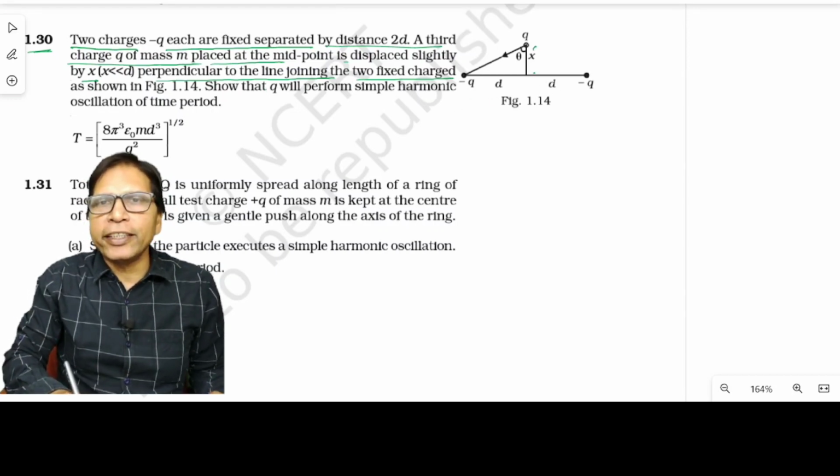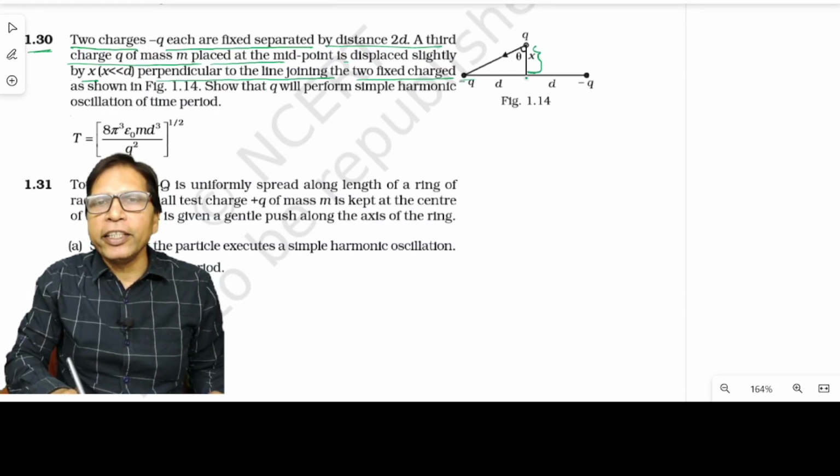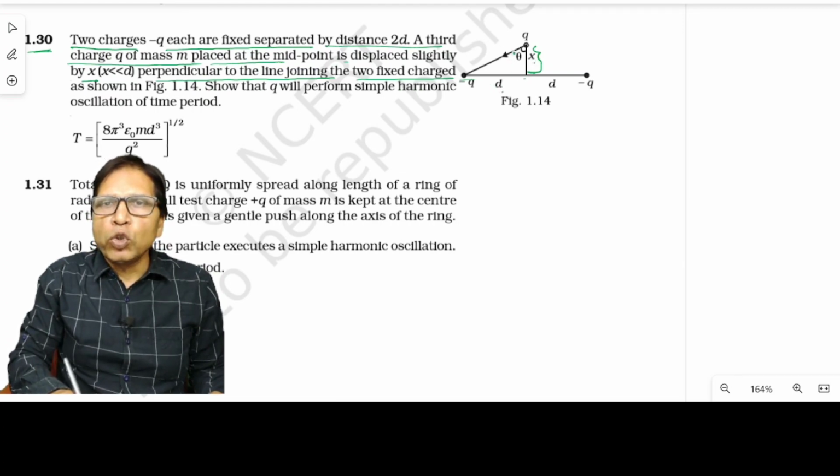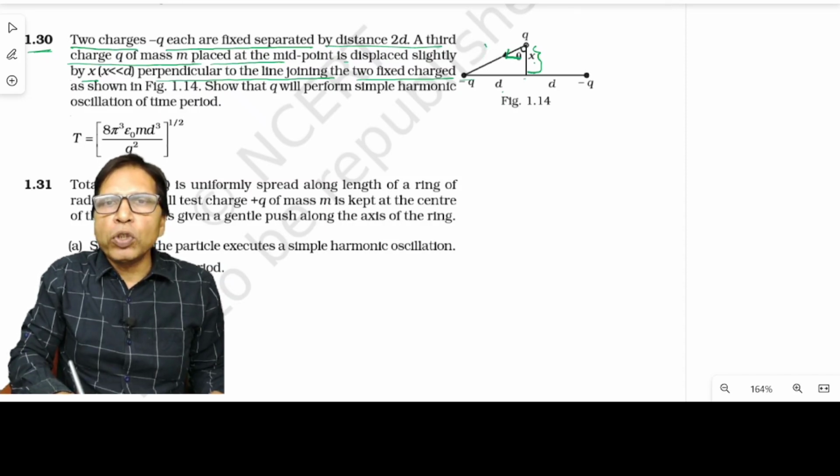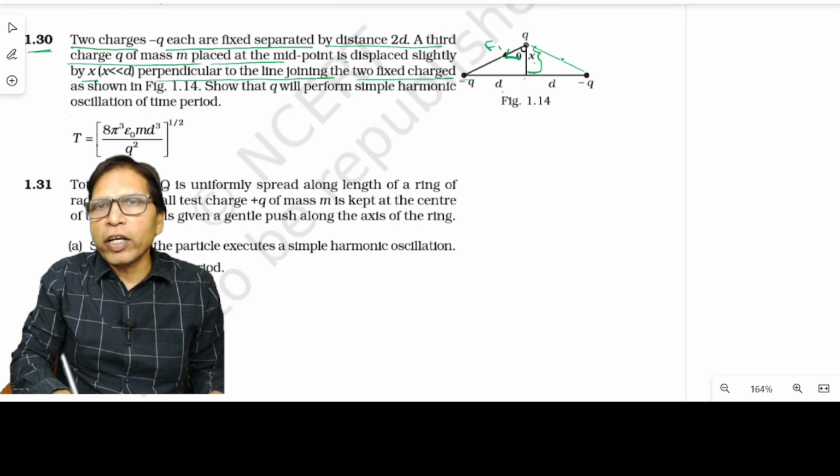So look at this, the distance is x. This is d. Now x is very small compared to d. So look at this, q experiences a force along this direction. Suppose this is F1. Now Q also experiences a force along this direction. This is also F1.